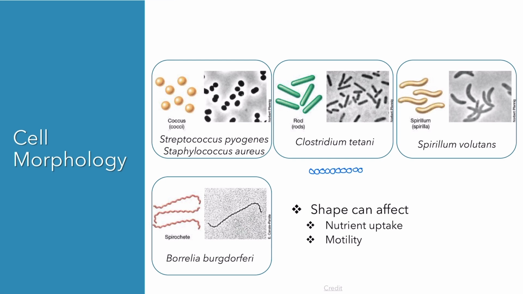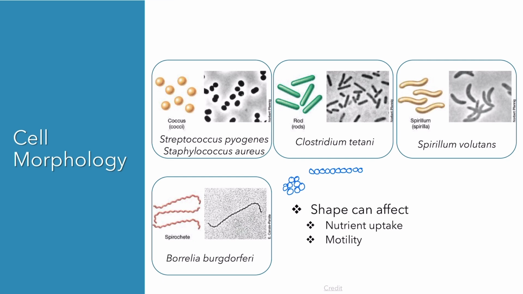So streptococcus means chains of circular organisms. On the other hand, staphylo means they form into clusters. So staphylococcus is clusters of round-shaped bacteria.